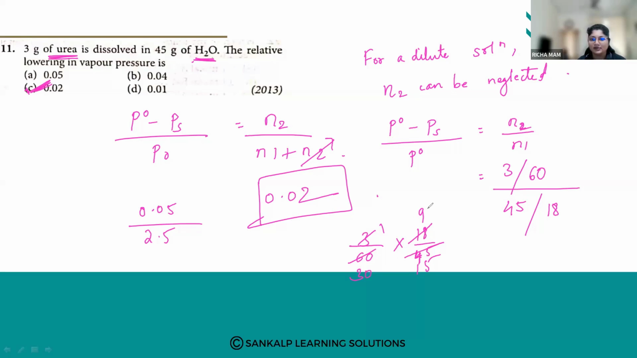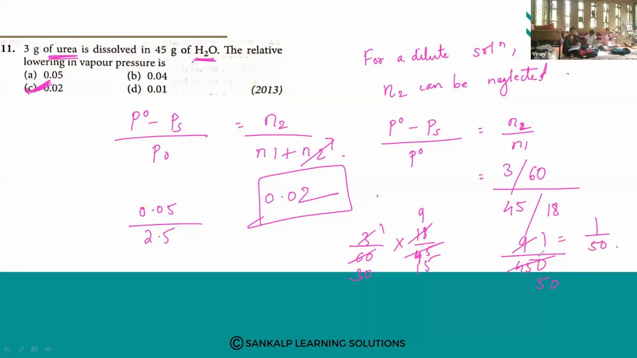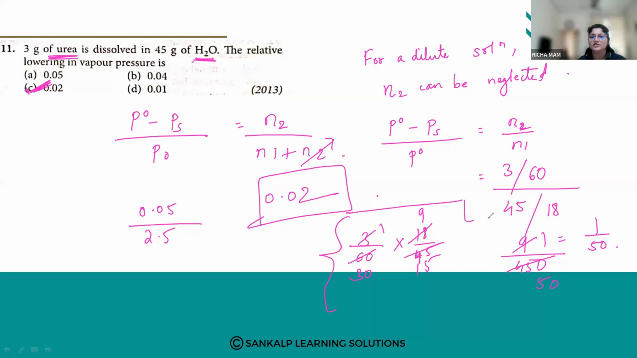So 9 by 15, 1 by 50. Like this you do, simple. In this simple way you just go on cancelling, then you'll get a simple number, and then you can understand what the answer will be. So 1 divided by 50 will be 0.02. Option number C.